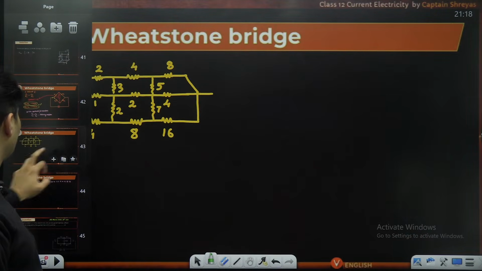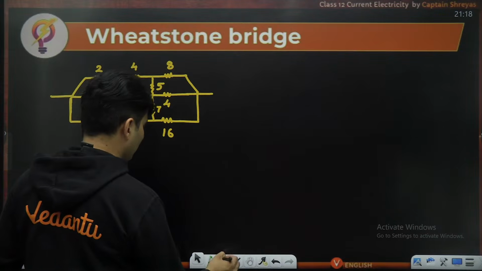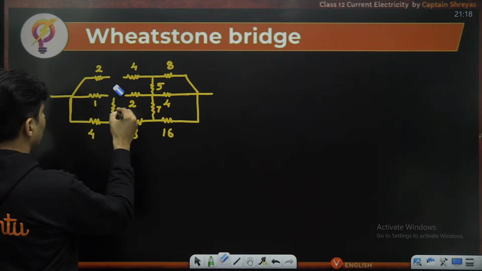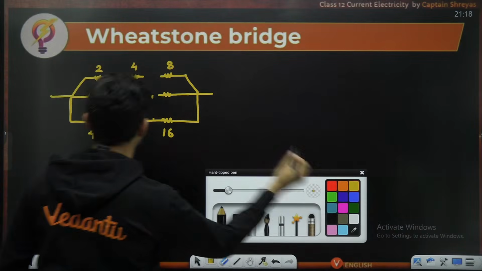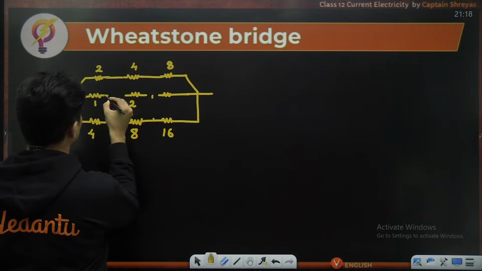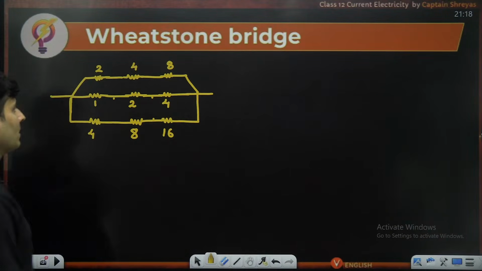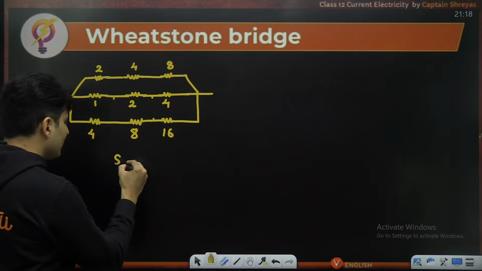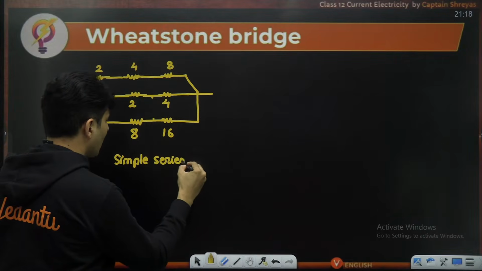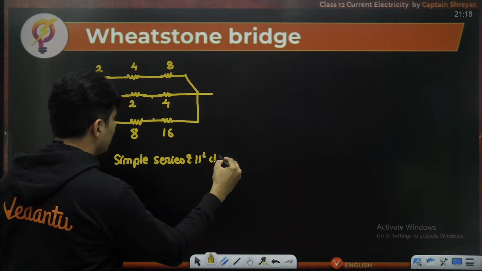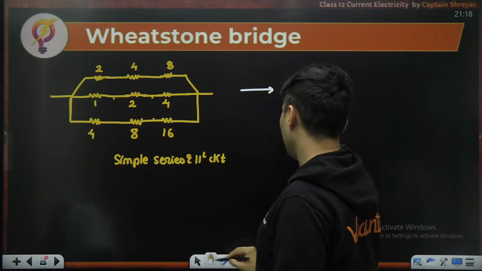So the moment you ignore it, it will look something like this. Not there, not there, not there, there. Okay, like this. Yeah, this is how it will be. Now this is a simple series and parallel circuit. You can easily convert it into a simple circuit.